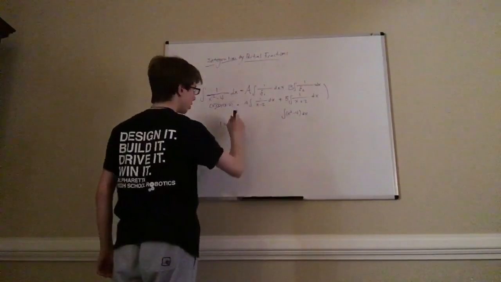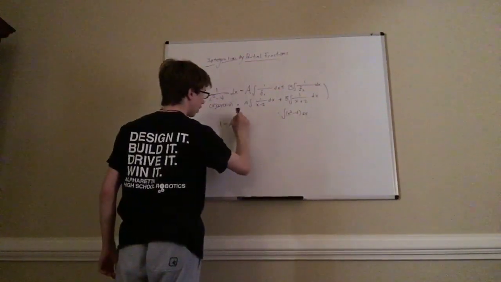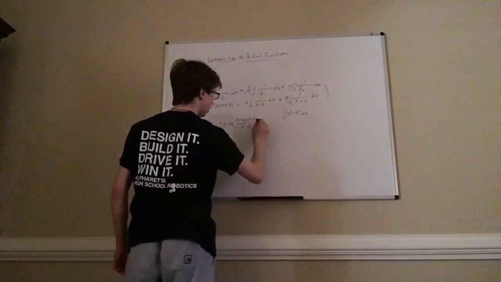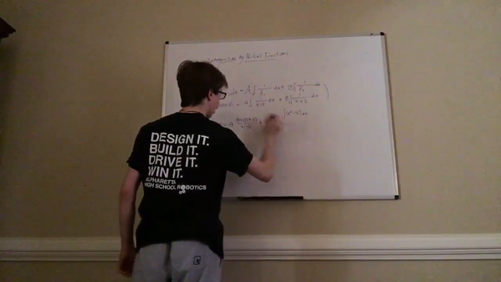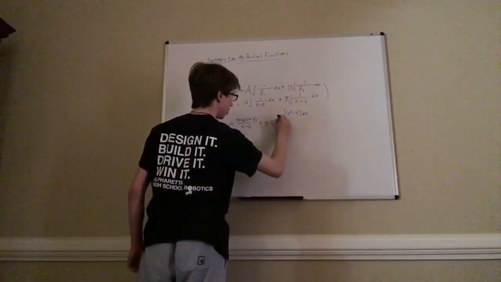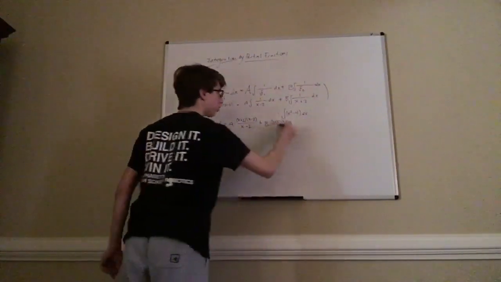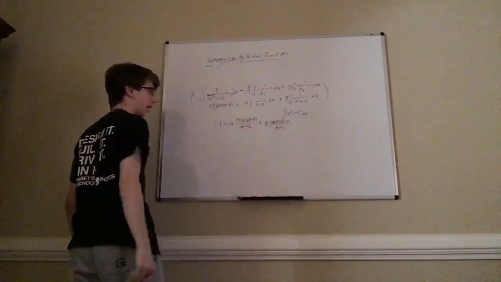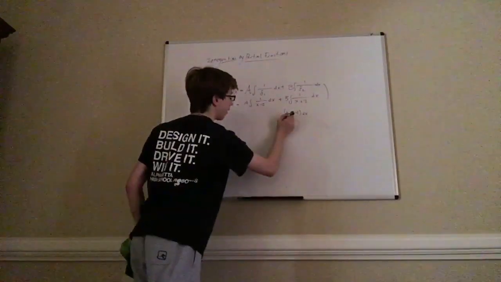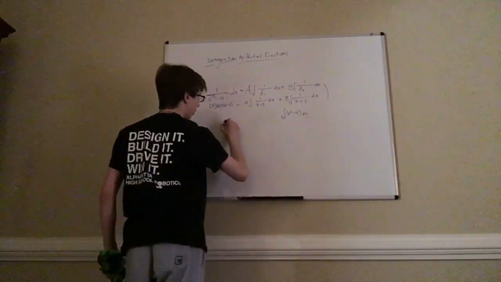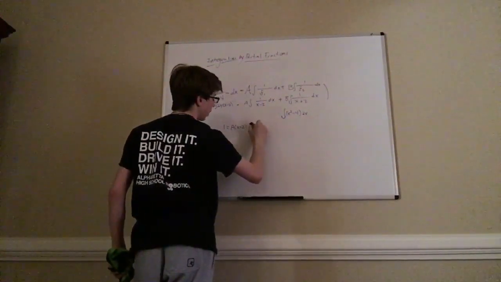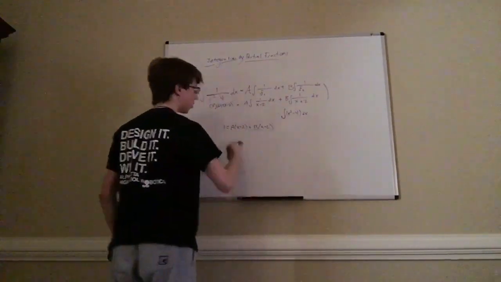So this is x plus 2 times x minus 2 over x minus 2, plus b times x plus 2 times x minus 2 over x plus 2. So the x plus 2 cancels out for the b, and the x minus 2 cancels out for the a. So now what we're left with is 1 is equal to a times x plus 2 plus b times x minus 2, which is the other function.